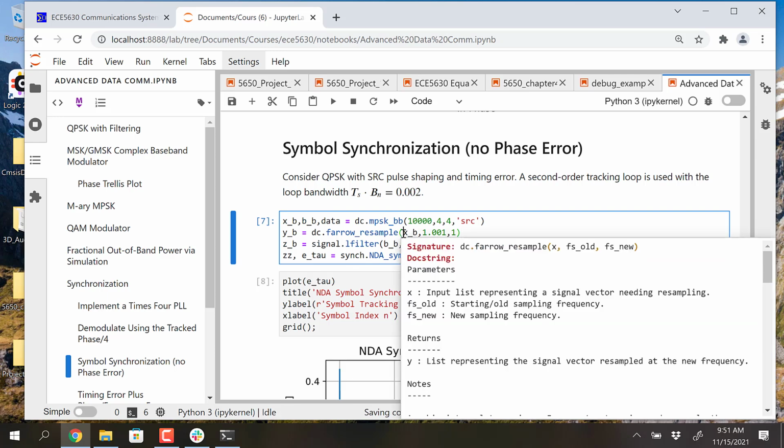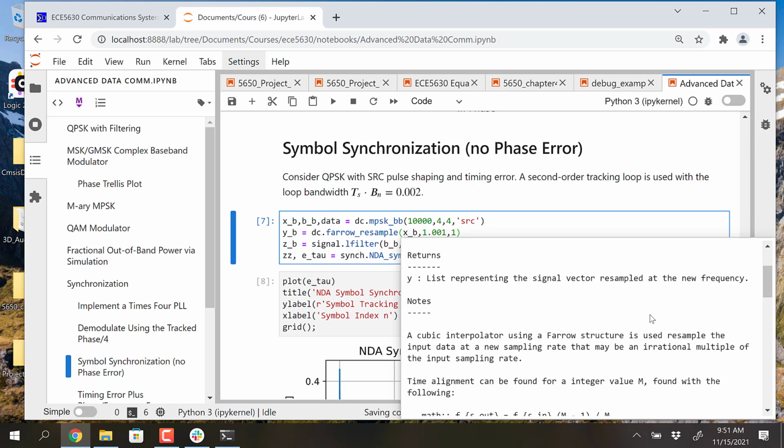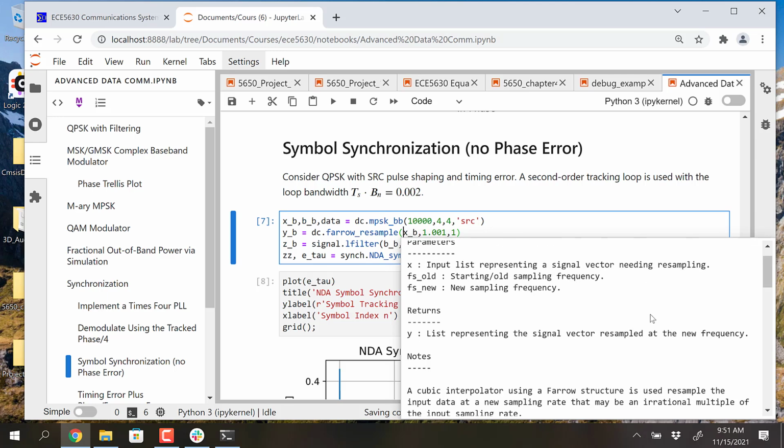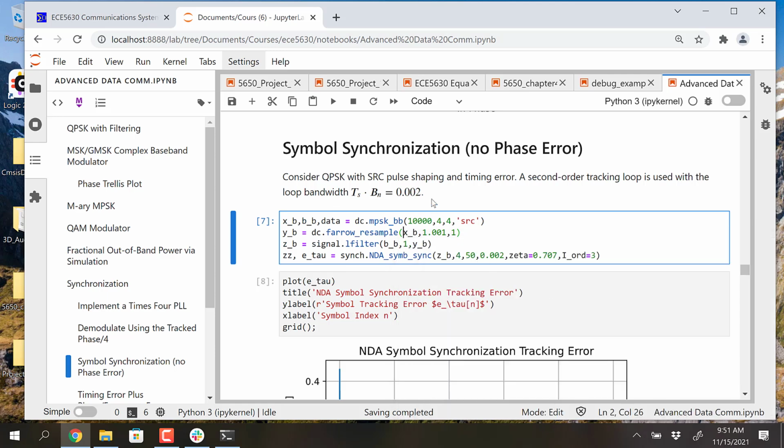If I just do Shift Tab, it tells you it represents a signal vector needing resampling, or a signal vector that's perfectly sampled and you want to mess it up. So I use it both ways. Can't you also do static phase shift with it? Well, I have another function which I should show you.